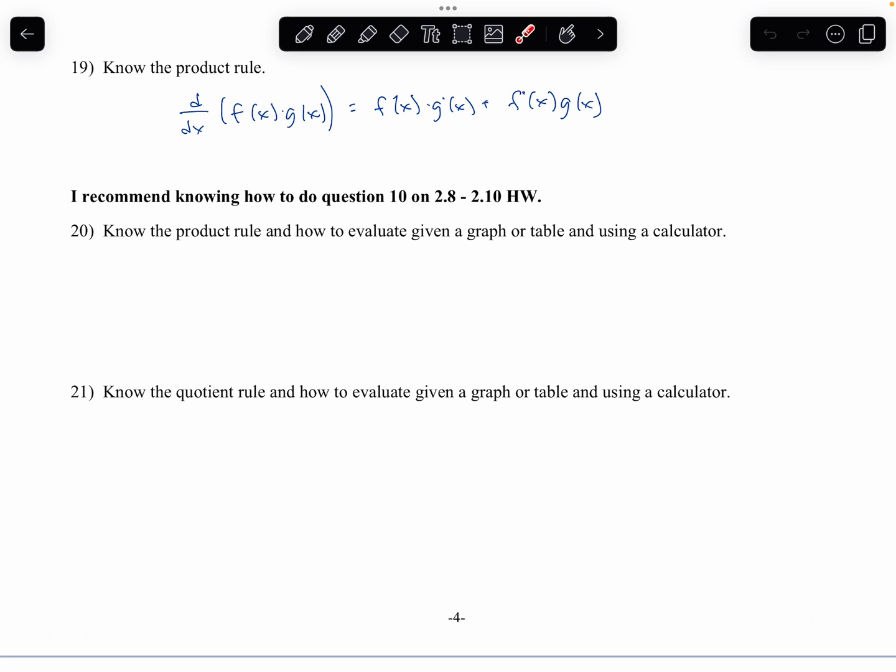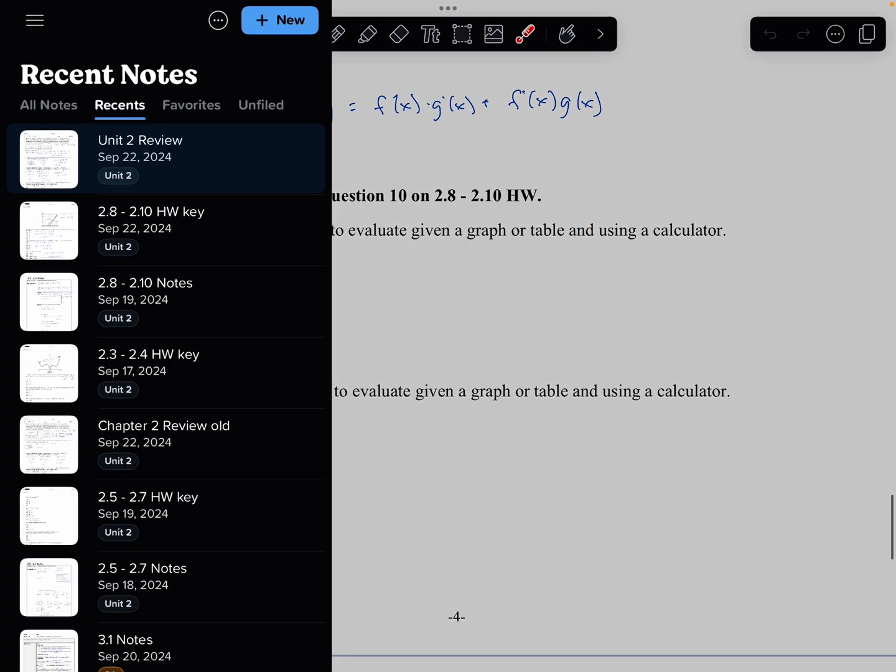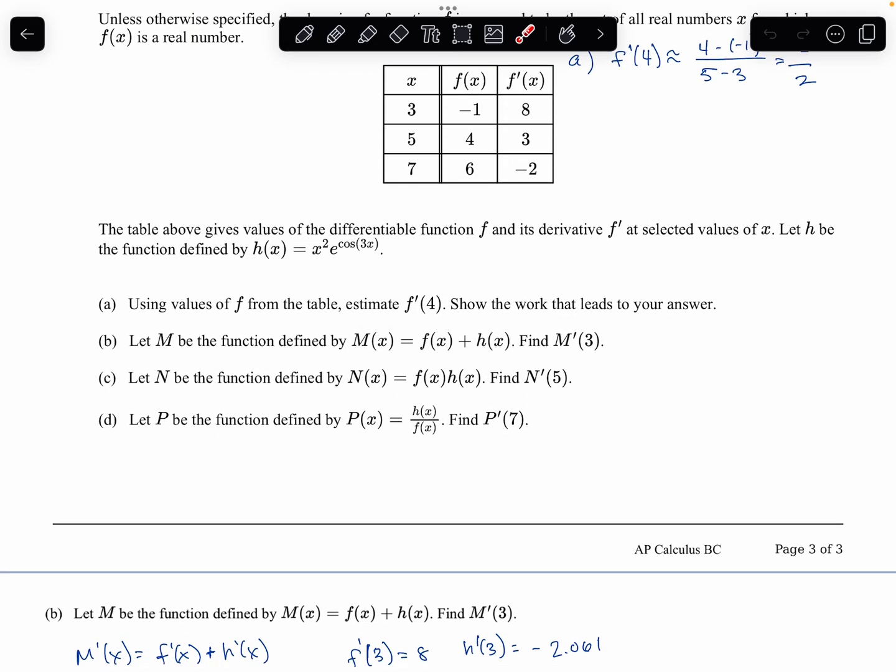So know the product rule, how to evaluate given a graph or table, and using a calculator. So in this problem right here, you were given a function that you do not want to take the derivative of by hand, because this right here is a composition. Yes, this is a product, but this is a composition, and we don't know how to take the derivative of such things yet. So you need to be able to use your calculator to find the derivative when needed in the problem. But the derivative of f prime of x I can just get from the table.